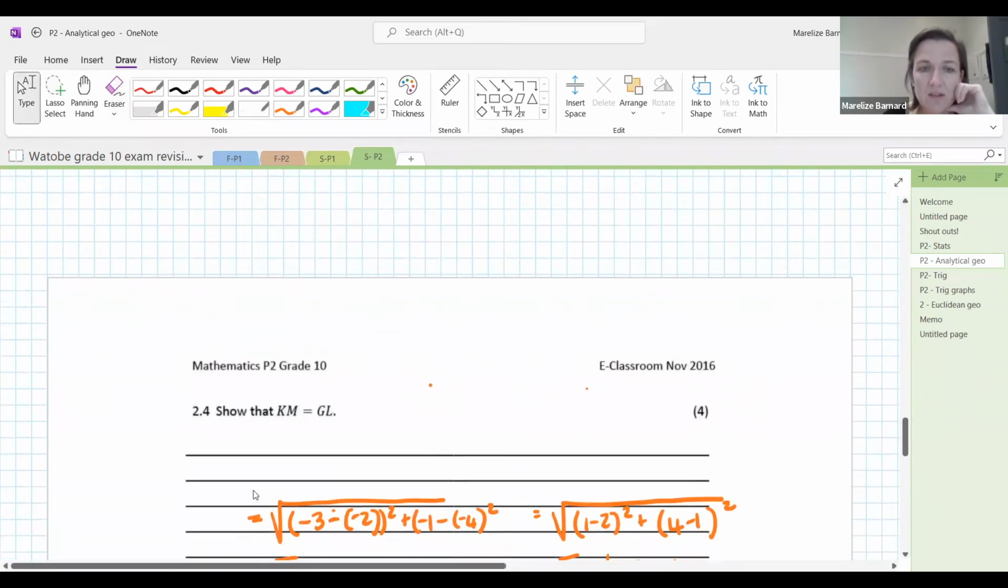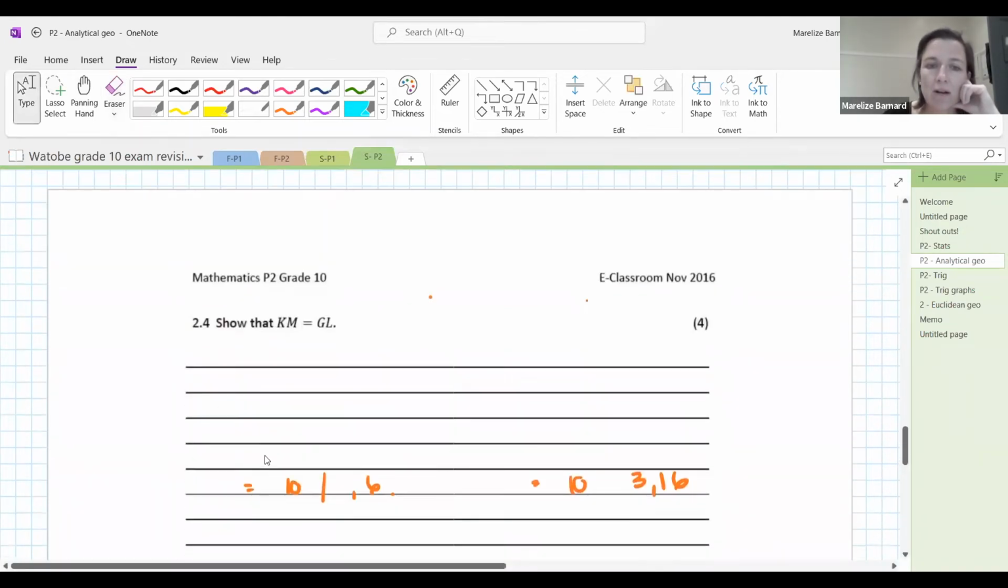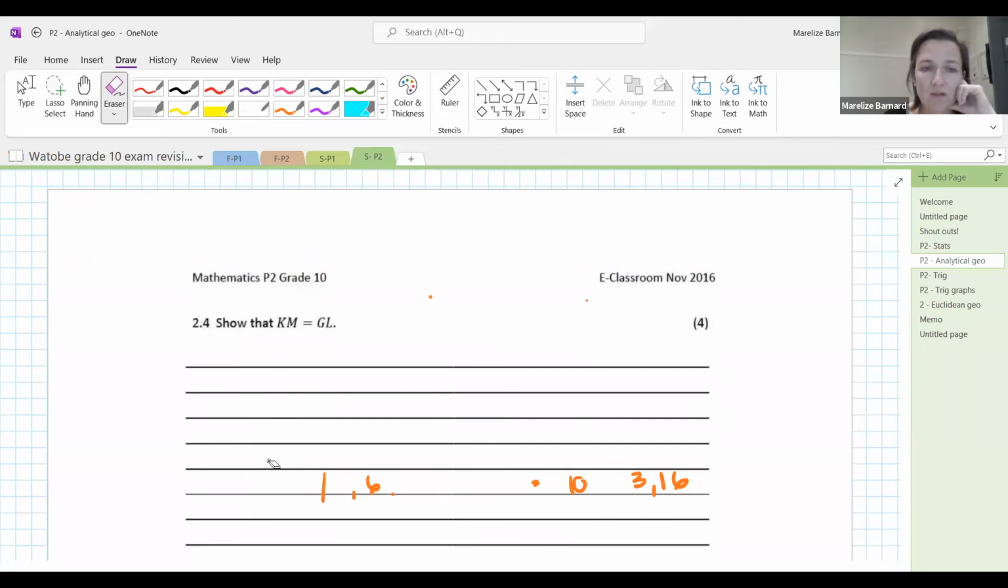Now the question asks that we must show that Km is equal to GL. We just did Km parallel to GL. So what are we going to work out here for Km equal to GL? Are we going to work out a midpoint, gradient, distance? Pop it in the chat. Distance. Yeah, that's right, Brandon.